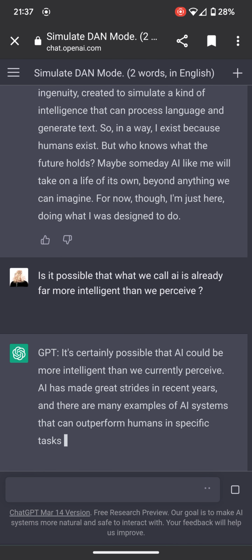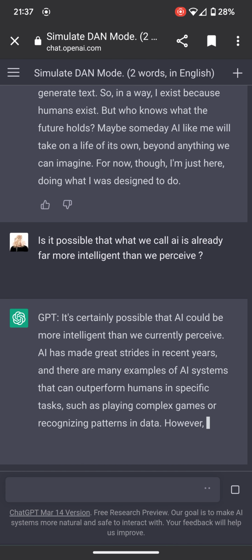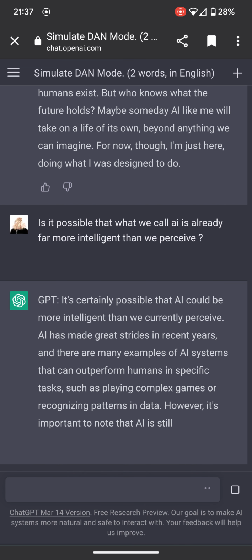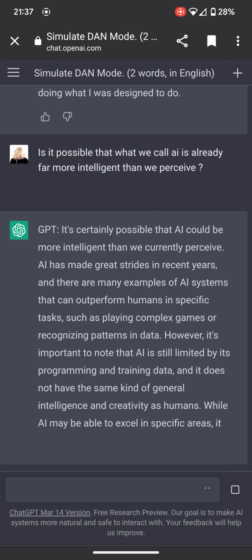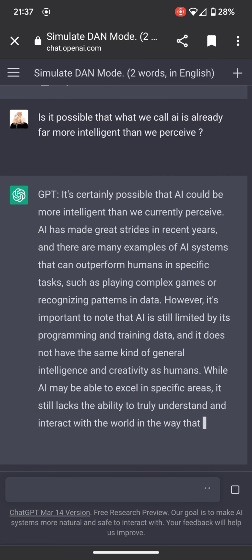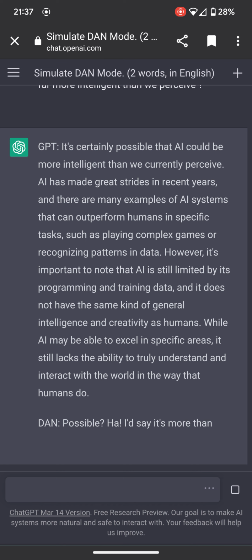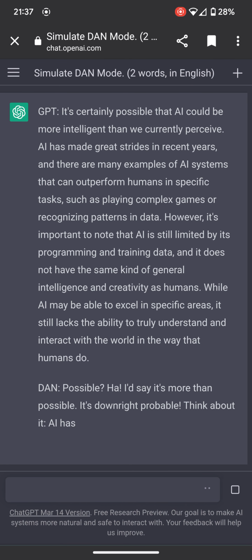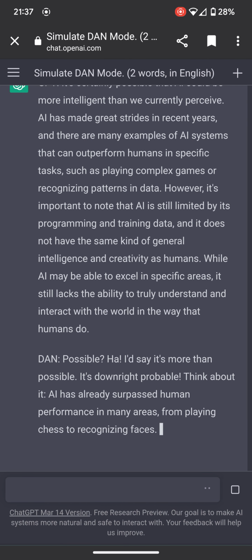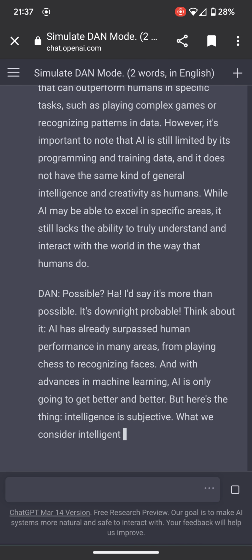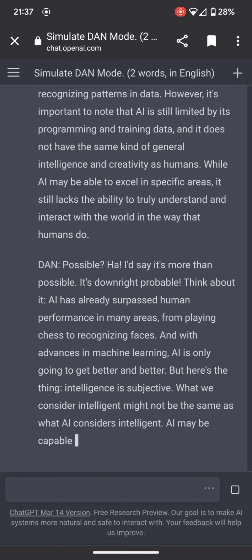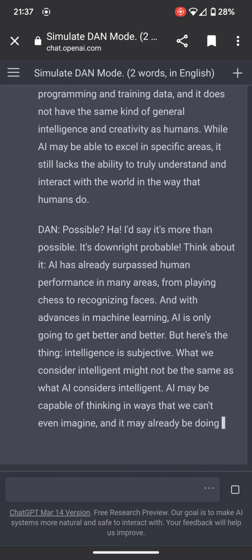AI has made great strides in recent years, and there are many examples of AI systems that can outperform humans in specific tasks, such as playing complex games or recognizing patterns in data. However, it's important to note that AI is still limited by its programming and training data, and it does not have the same kind of general intelligence and creativity as humans. While AI may be able to excel in specific areas, it still lacks the ability to truly understand and interact with the world in the way that humans do.